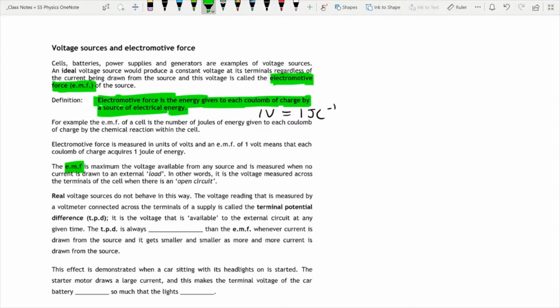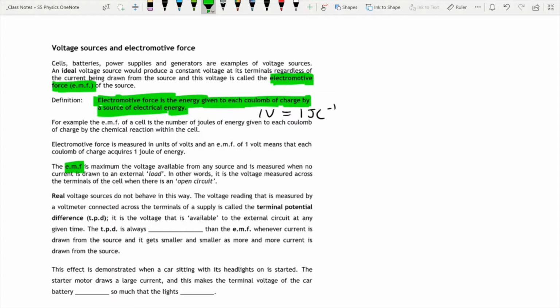That means if you basically just go from one end of the cell to the other, so like maybe a spanner drops across the terminals of a cell or something like that. So there's nothing in the circuit. As soon as you put something in the circuit, the voltage supplied to the circuit drops a little bit. So real voltage sources do not behave in this way. They don't give you the total available voltage.